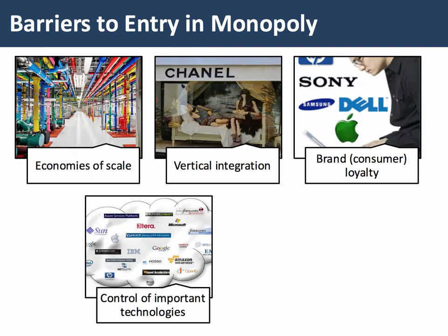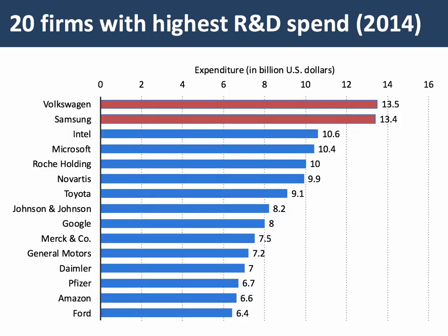So far we've looked at 3: economies of scale, vertical integration, brand loyalty. It's important as a business to have control of those important technologies, and I suppose patents come under that category. Here are the firms in the world with the largest research and development spending in 2014. And there's some huge names here, many of them linked with telecommunications, with drugs, pharmaceuticals, with internet search, and of course with the car industry.